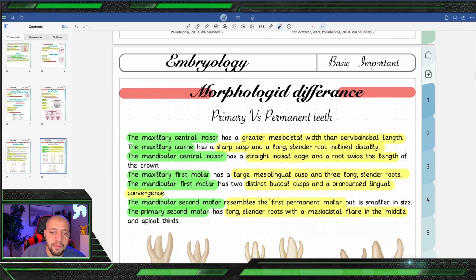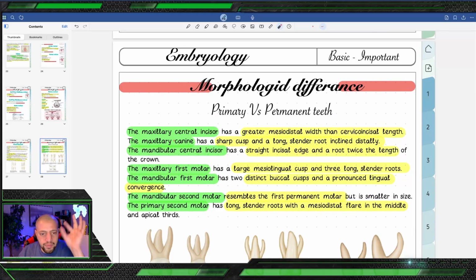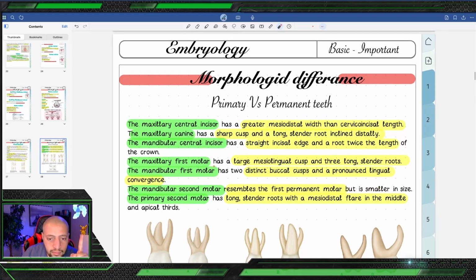Okay. Apart from this, sometimes they ask specific questions about specific teeth. Maxillary central incisors are greater mesiodistally than cervically. The maxillary canine has a sharp cusp and a long cylindrical root. Mandibular central incisors have a straight incisal edge and a root twice the length of the crown. Here we discuss all about the primary teeth. The maxillary first molar has a large mesiolingual cusp and 3 long cylindrical roots. The mandibular first molar has 2 distinct buccal cusps and a prominent lingual convergence.